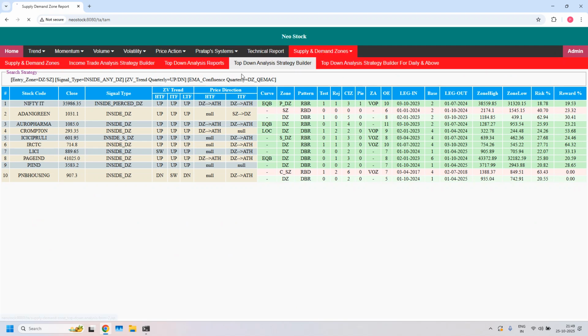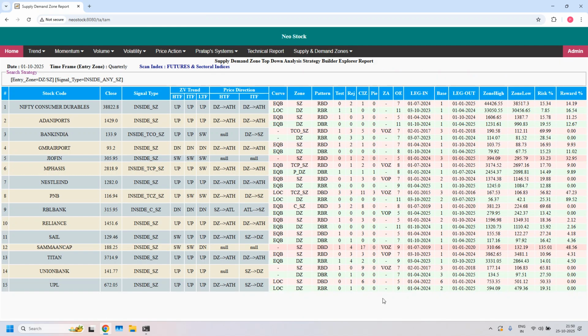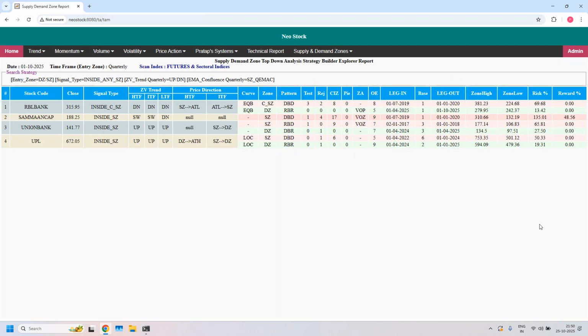Okay, next, price closed inside the quarterly supply zone. We got 15 stocks. Let's further filter based on quarterly supply zone having quarterly EMA confluence, and also trend on the quarterly should not be sideways. We got 4 stocks.